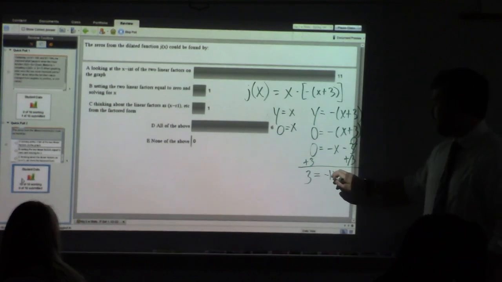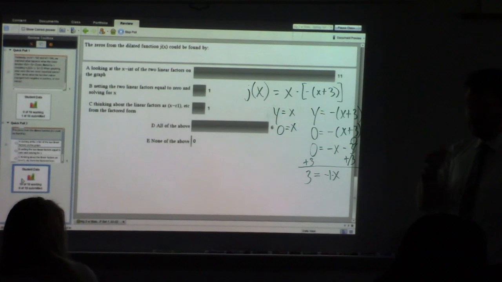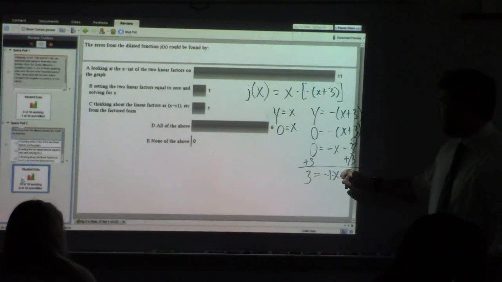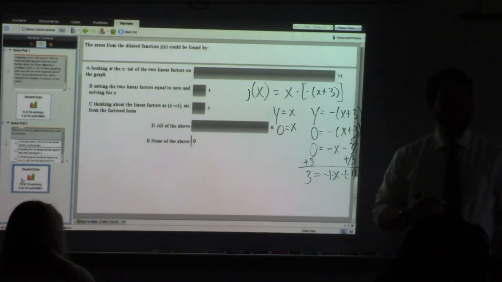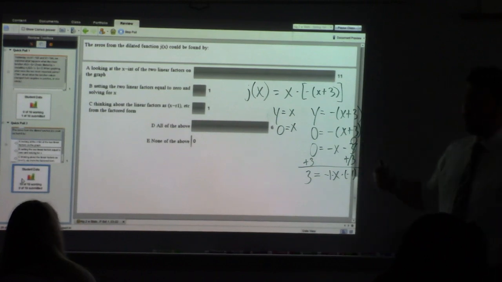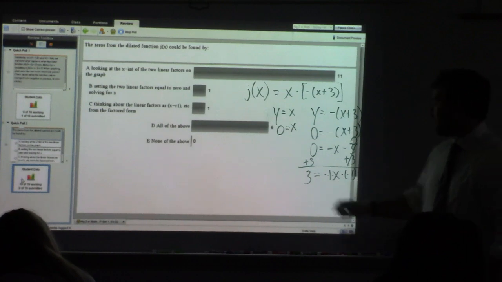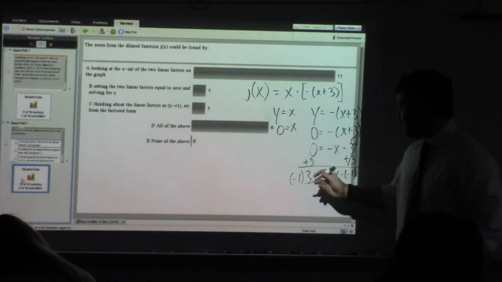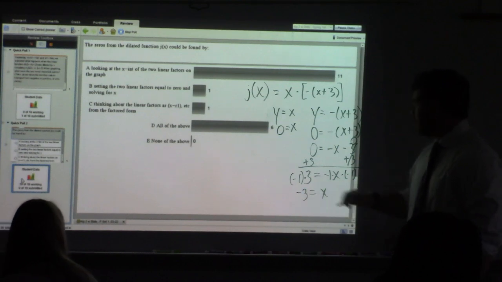Okay, so negative 1x. And then divide by negative 1, or multiply by the reciprocal. This is one of those special cases: what's a negative 1 times a negative 1? Positive 1. Remember, this is why you want to think about those identities. We just want to make a 1 when multiplying, right? That's another way to make a 1. So yes, you can divide by negative 1, or multiply by the reciprocal. Either way, negative 3 is equal to x.